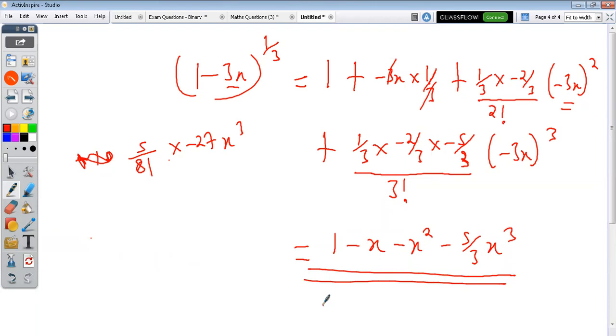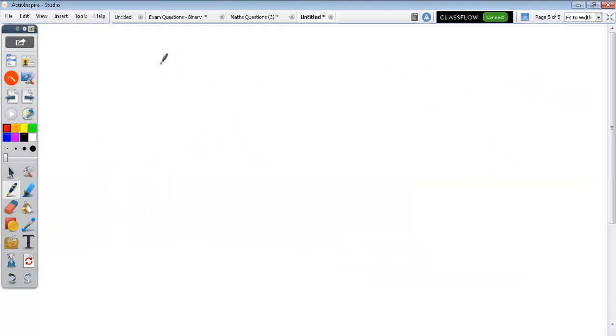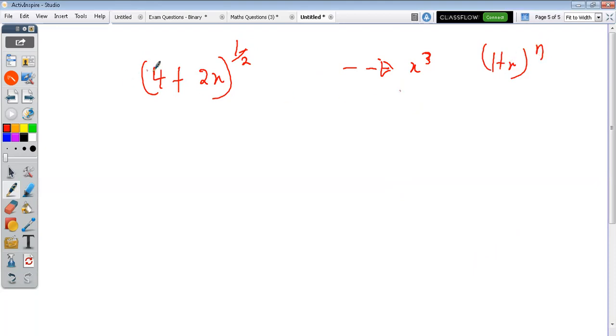Are we together? Yes. Is that making sense? So, let me twist the question here. If I had, let's say, 4 plus 2x to the power of half, and we want this up to a term involving x cubed again. So now this is not consistent with the formula because the formula says 1 plus nx. This has to be 1.